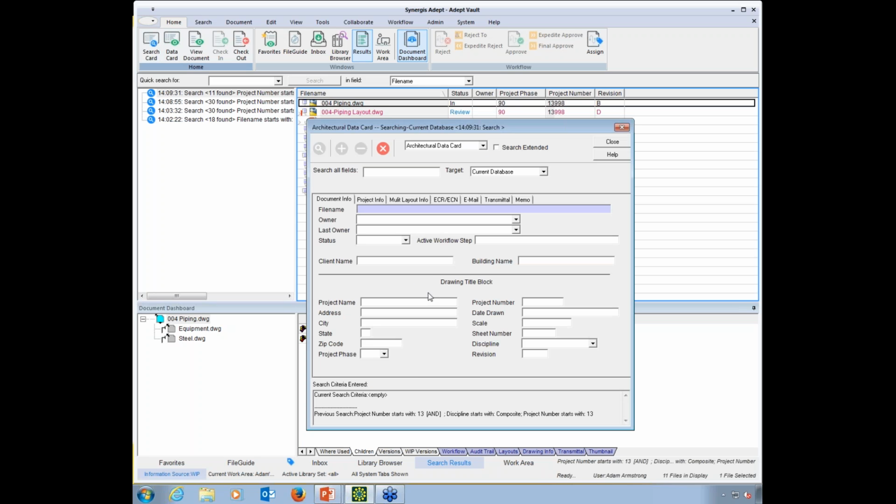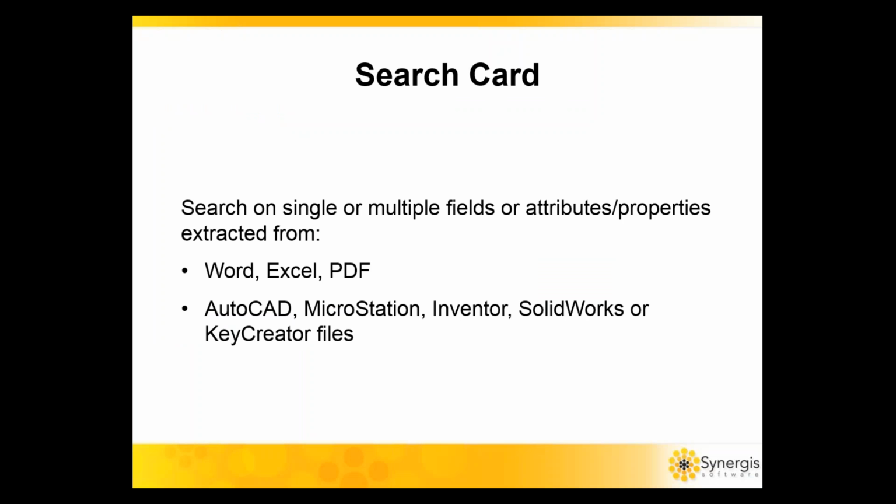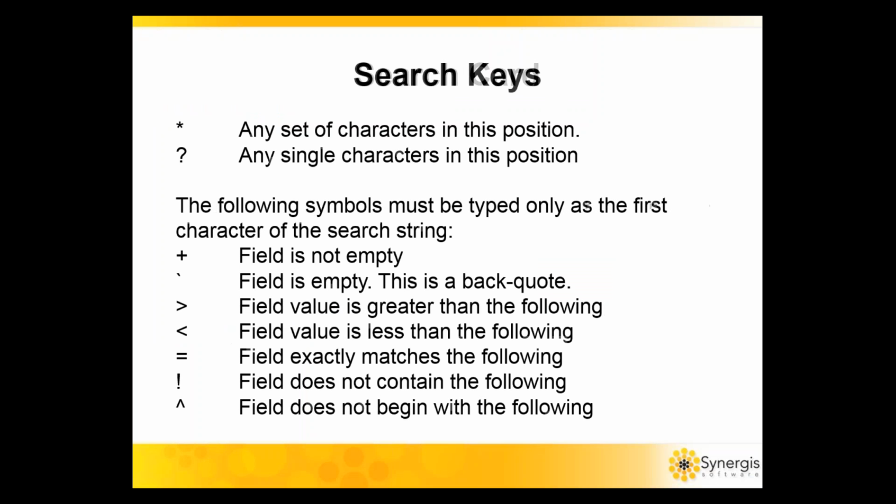Now there's also search keys that can be used, and I wanted to create a slide to be able to show you this. Bear with me. Here they are. So I typed in the job number 13. It's implied that there's an asterisk after anything that you type in a field in Adept. But if you want, you can use that.